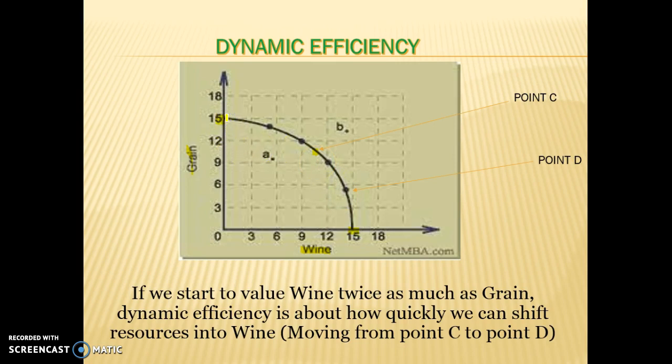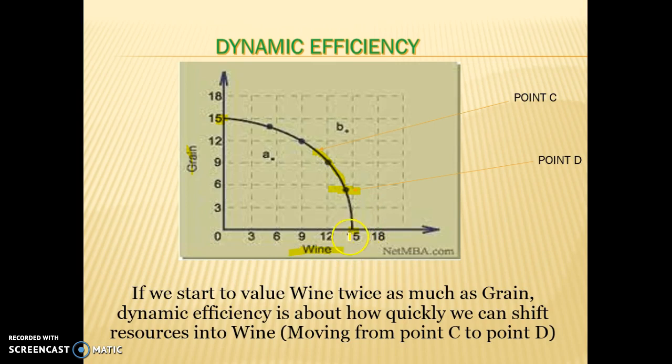But then suddenly we start to value wine more than we value grain. So dynamic efficiency would be about how quickly we can move along the PPF to a point that is now more allocatively efficient, based on the fact that we now value wine higher than grain. And that would be about point D, because now we're valuing wine twice as much, we want to produce more of that.